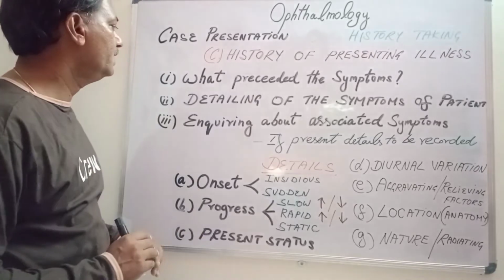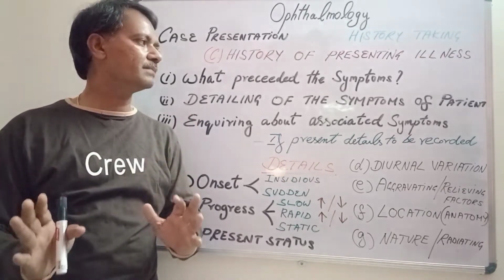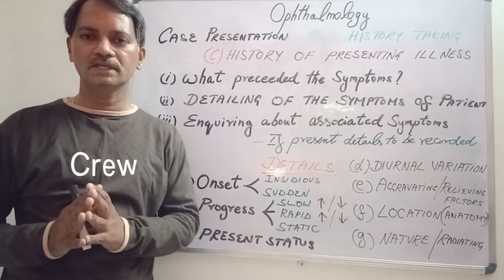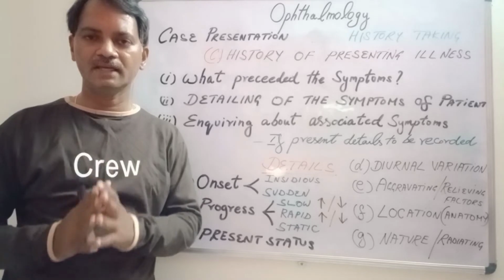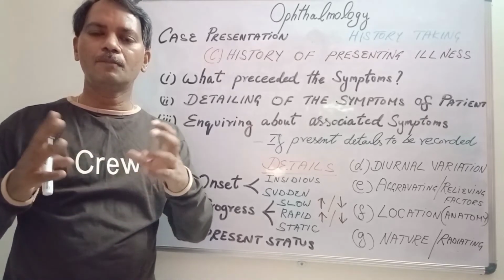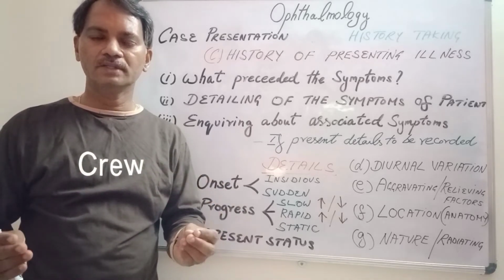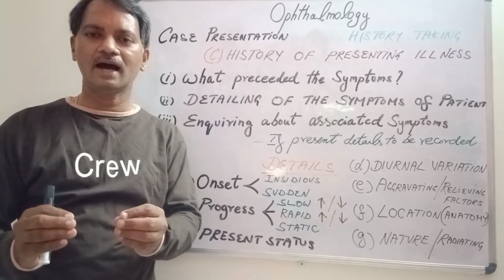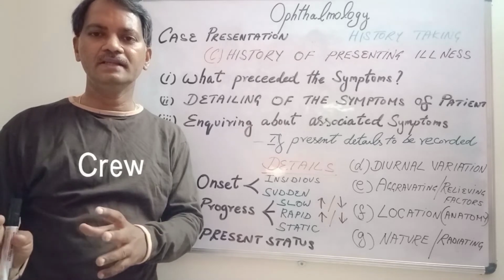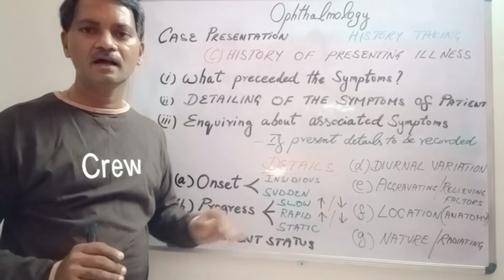The next thing to be covered in the history of presenting illness is detailing of the symptoms of the patient. The patient has told you certain problems, maybe it is pain in both the eyes. You have to get all the details about this pain in the eyes, so that it will help you in arriving at a diagnosis when you complete the examination and history taking. The detailing we will see afterwards.